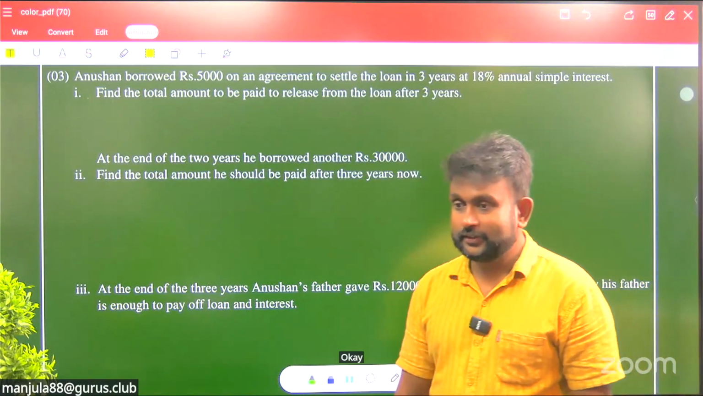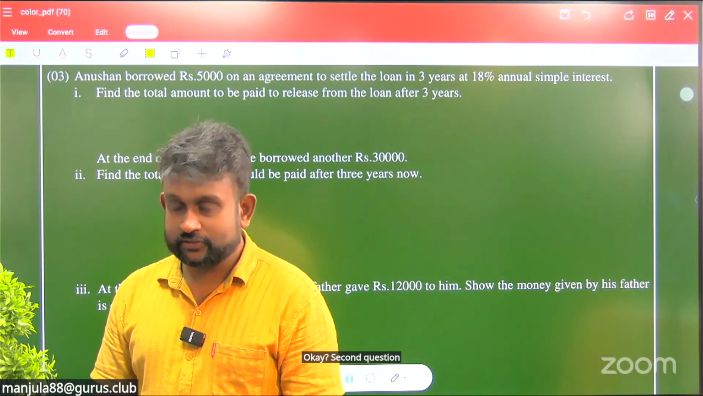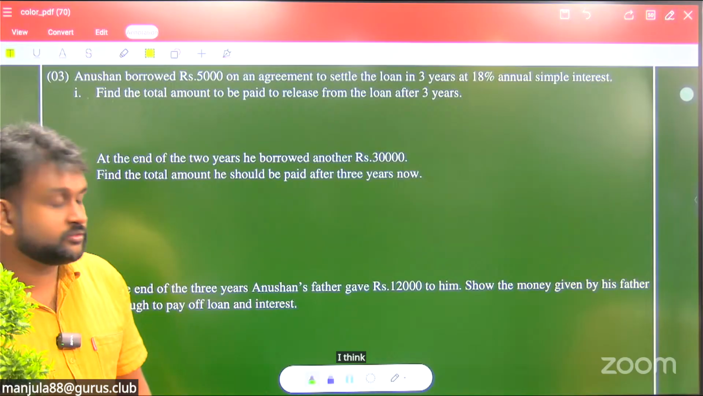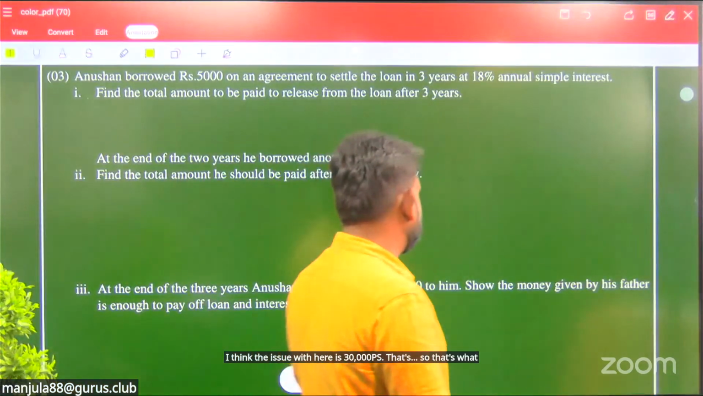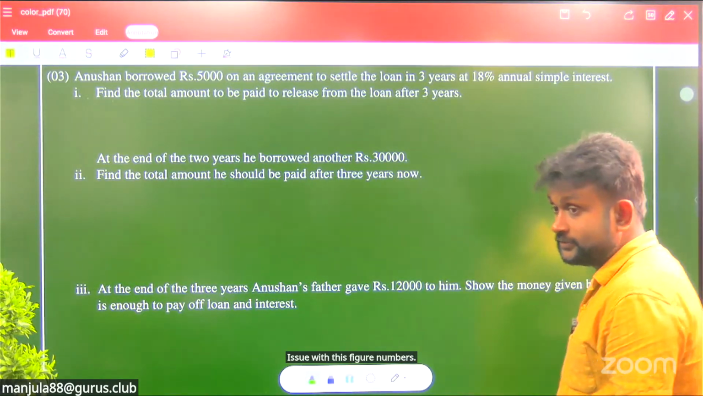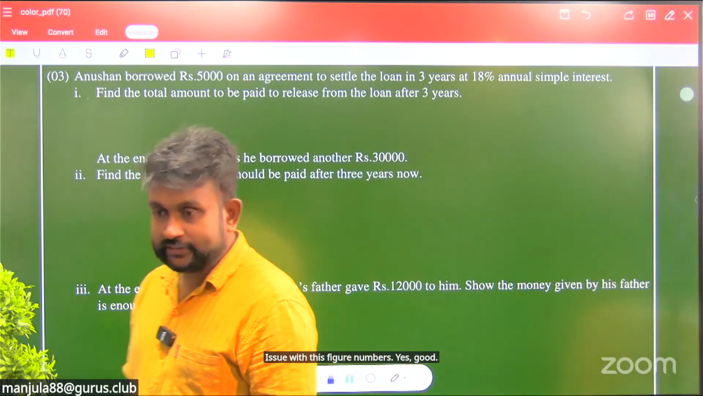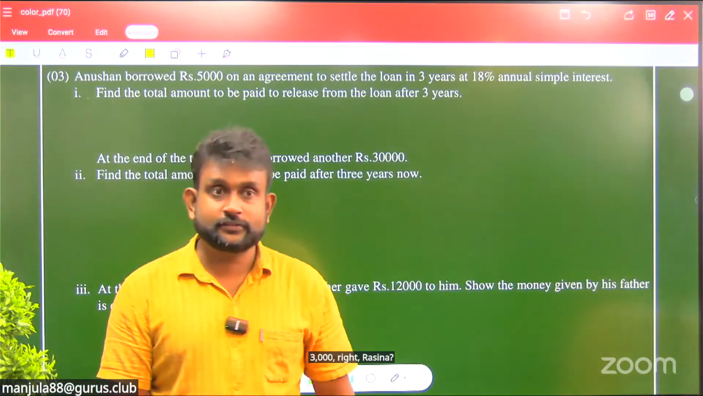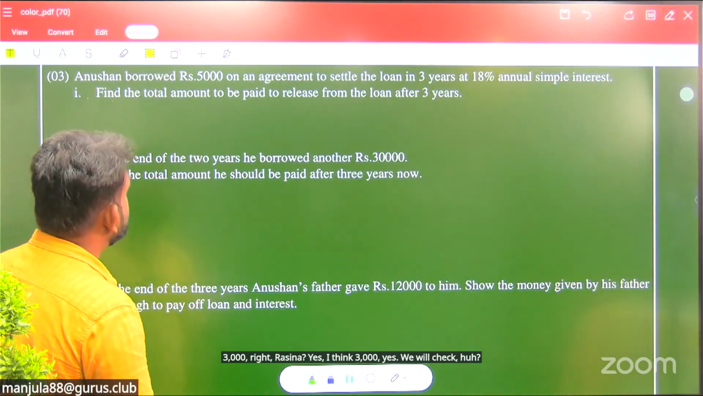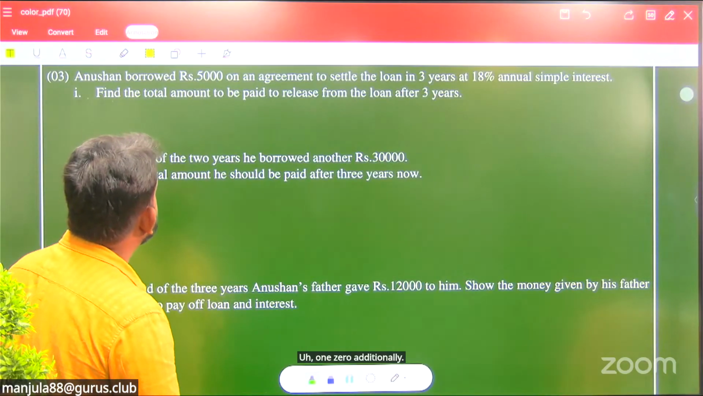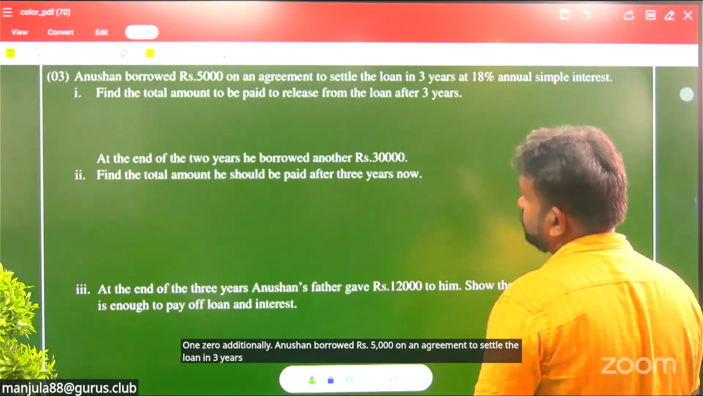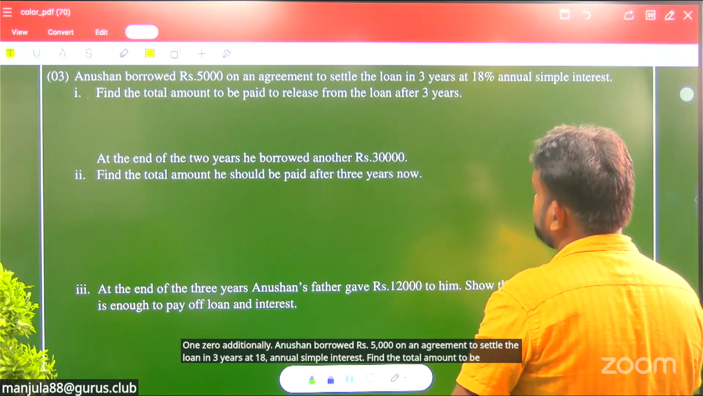Okay, second question. Is the interest applied for the rupees 30,000? I think there's an issue with 30,000. Yes, that's what I was confused about. I think the issue is with these figure numbers. Yes, good. 3,000, right, Rasina? Yes, I think 3,000. Yes, we will check. Additionally, Anushan borrowed rupees 5,000 on an agreement to settle the loan in 3 years with 18% annual simple interest. Find the total amount to be paid to be released from the loan after 3 years.